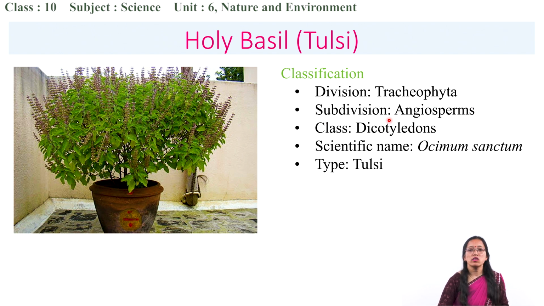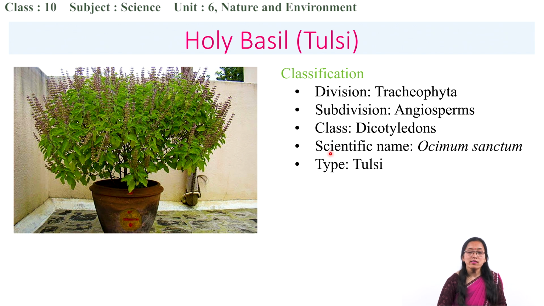And its subdivision is angiosperm. Why is it angiosperm? It produces seed, and the seed is enclosed inside the fruit. That's why it belongs to angiosperm. And the class is dicotyledon. Inside angiosperms there are two groups: monocotyledon and dicotyledon. The seed of this tulsi can be divided into two cotyledons, therefore it belongs to dicotyledon.